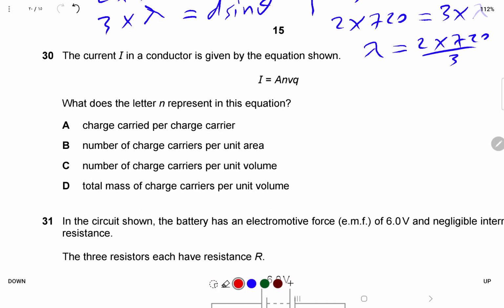The current I in a conductor is given by the equation. What does this letter N represent in this equation? Okay, letter N is very clear. It is the number of charge carriers per unit volume. So option C is the correct answer.